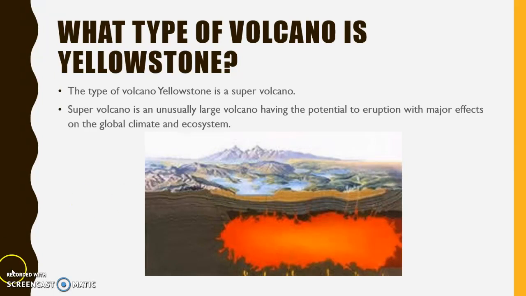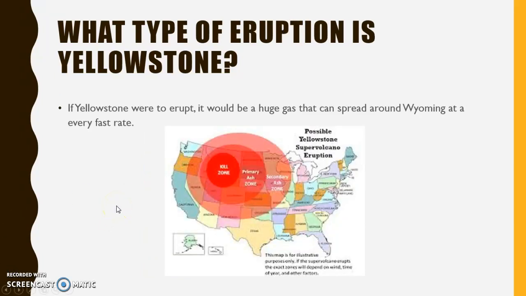erupted. Sorry. The type of eruption Yellowstone could have is that it hasn't erupted in a long time, but it will spread a huge gas that could spread around Wyoming at a very fast rate. So you see on this picture that Wyoming is gone on the map, and then the ash of the volcano, how much it could spread. So like 50% of the United States is gone because of the eruption of Yellowstone.